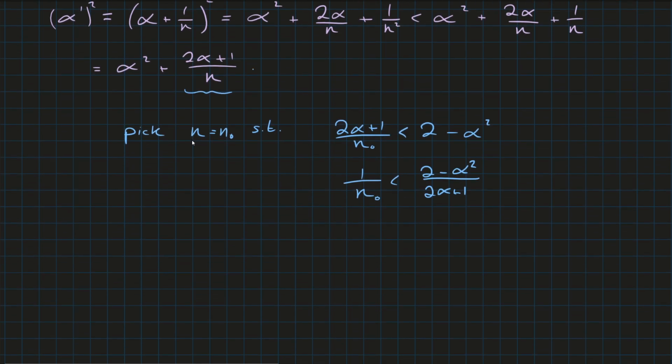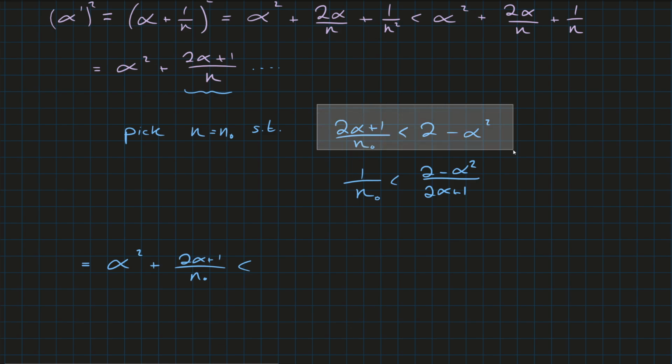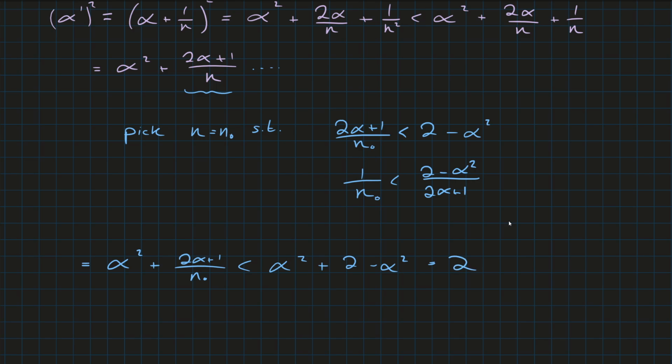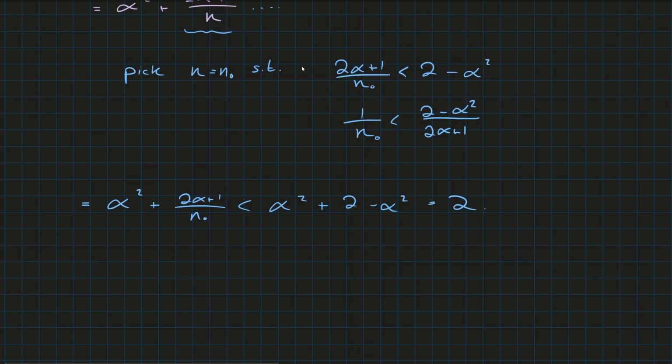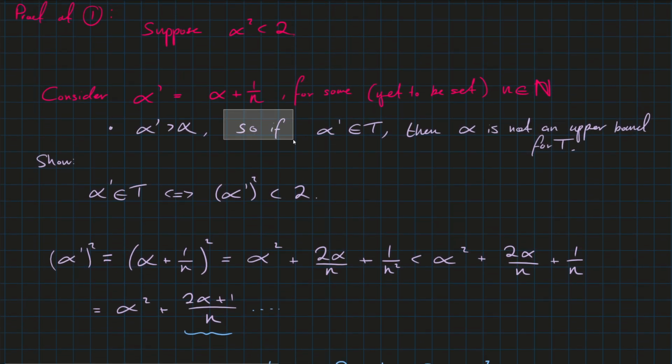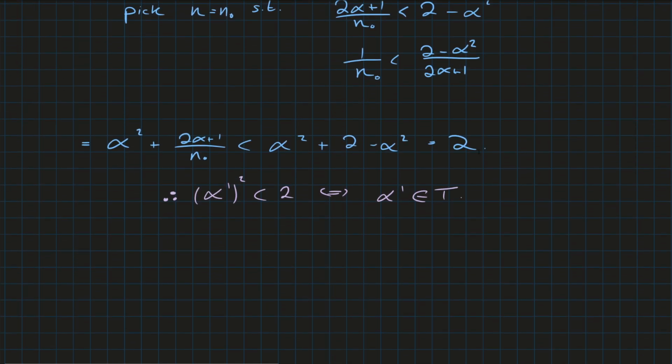So maybe now I'll continue, as if it's been n naught this whole time. 2 alpha plus 1 over n naught. By how we defined n naught, this is less than alpha squared plus 2 minus alpha squared, which is equal to 2. And there we have it, right? So therefore, maybe I'll switch colors again. Therefore, alpha prime squared is less than 2, and so alpha prime is in T. And this is our contradiction. So if alpha prime is in T, then we have that alpha was not an upper bound for T. And so we get our contradiction.